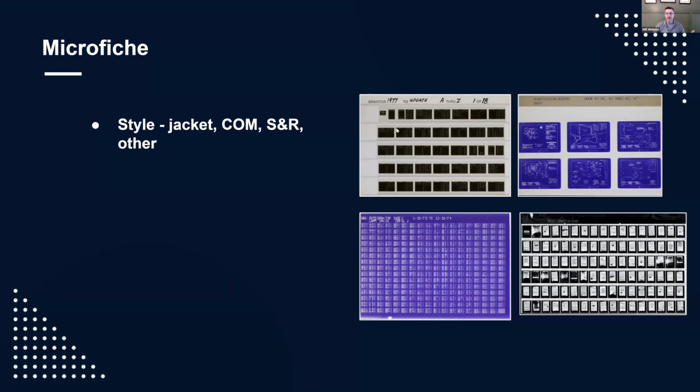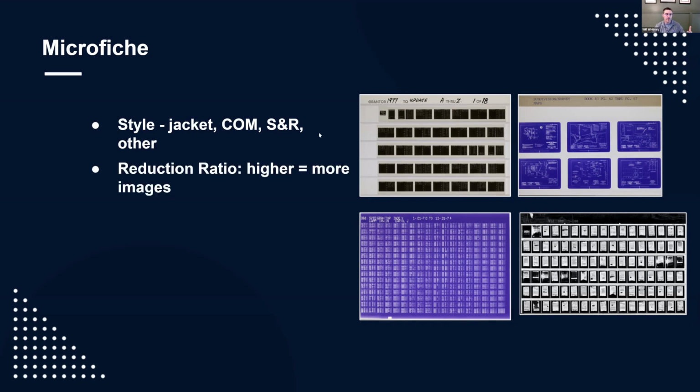You can see there's about 60, typically up to 60 images on a jacket fiche. COM microfiche have usually between 208 to about 270 images. Because there are so many more images, it takes a lot longer to scan, and then you're processing more images. So COM will be the most expensive type to get digitized.